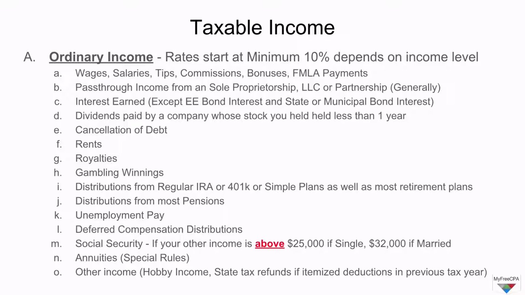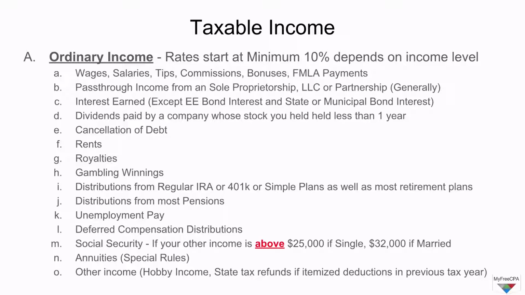So what qualifies as ordinary income? Wages, salaries, tips, commissions, bonuses, FMLA payments. Right? You just had a baby. You're getting FMLA payments. That's taxable. Right? Pass-through income from LLC or partnership. Are you self-employed? That's taxable at ordinary rates. Interest earned. Now, there's an exception. EE bonds. State and municipal bond interest. Not taxable on federal, but may be taxed by the state.